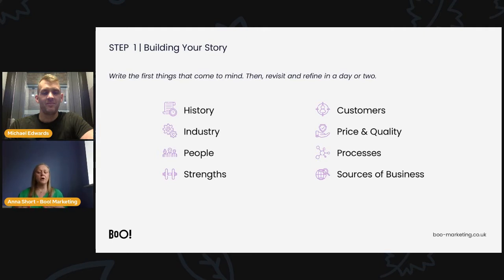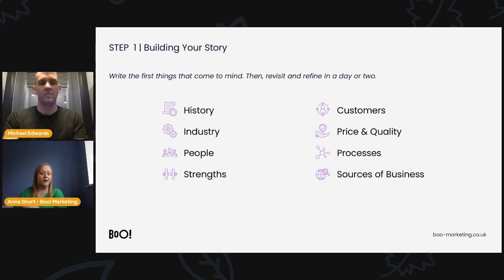And then price and quality levels. Do your price and quality levels sit at high, medium, or low? Do they match? Is there a mismatch? Is there a reason for that? Where does it sit at the moment? Where do you want to sit it in the future going forwards?